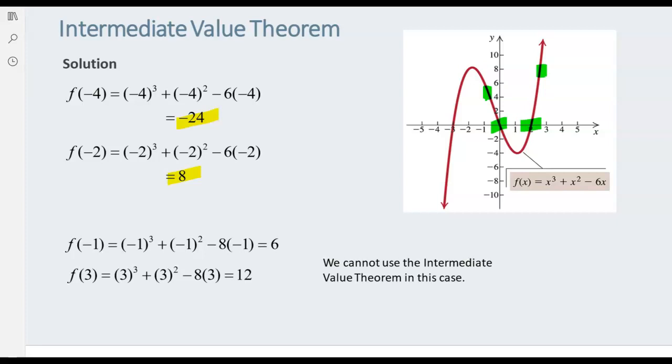So the intermediate value theorem only works when there's a change in sign in the values that you've chosen.